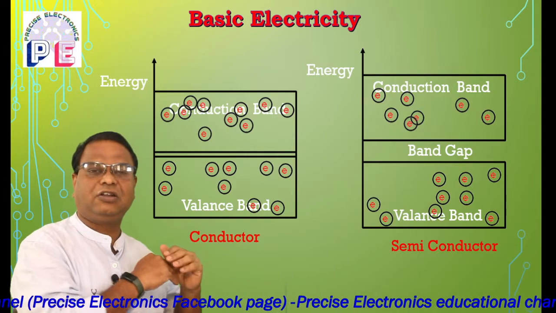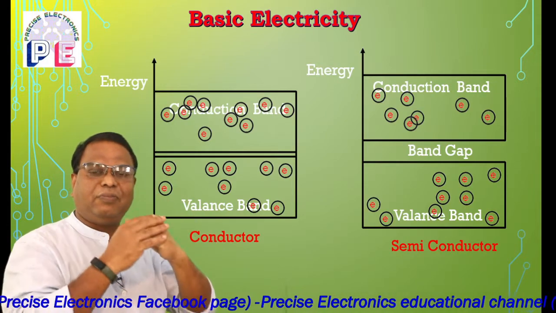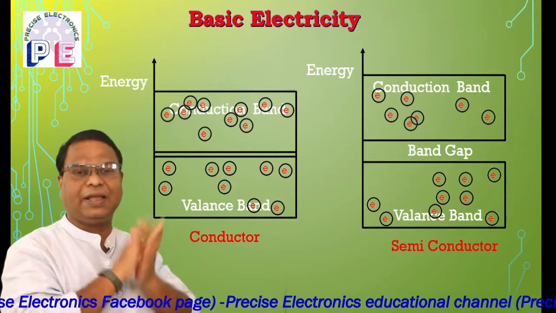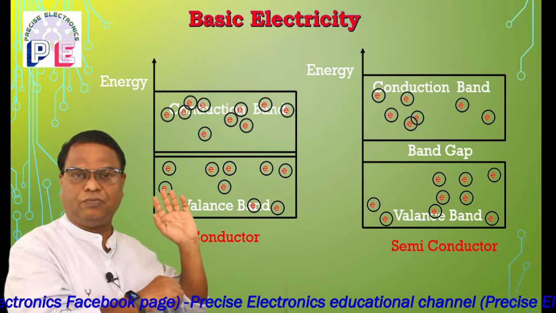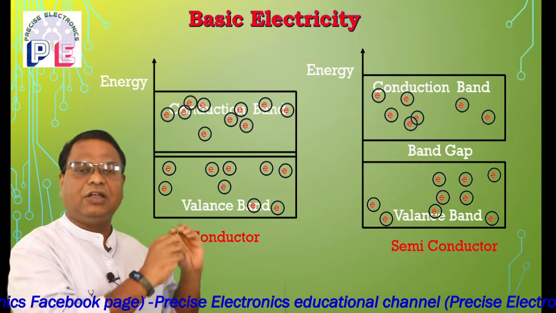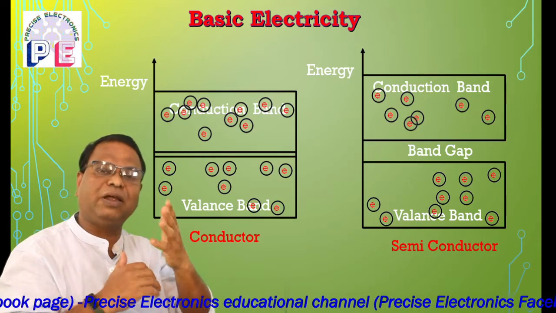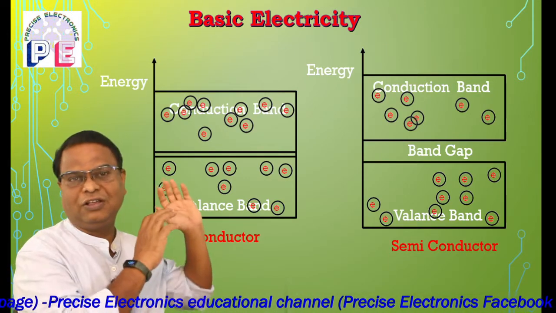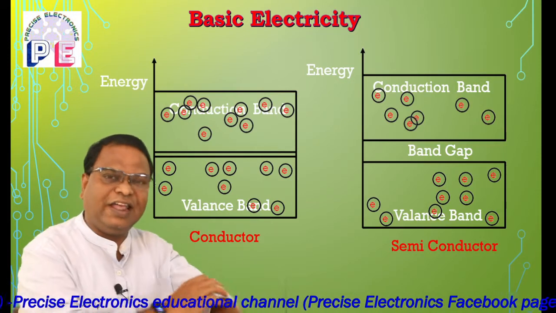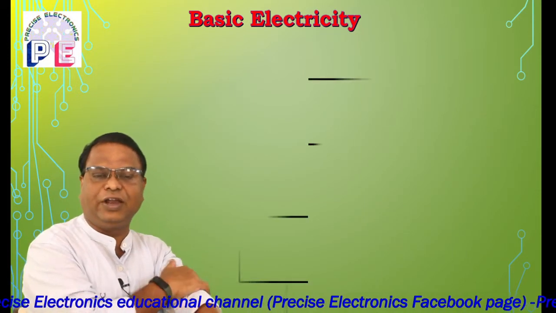In a semiconductor, the conduction band and valence band are separated by a band gap. So the structure of semiconductor is displayed, and how the electrons travel from valence band to conduction band is also displayed on your screen. The next element is our insulator.